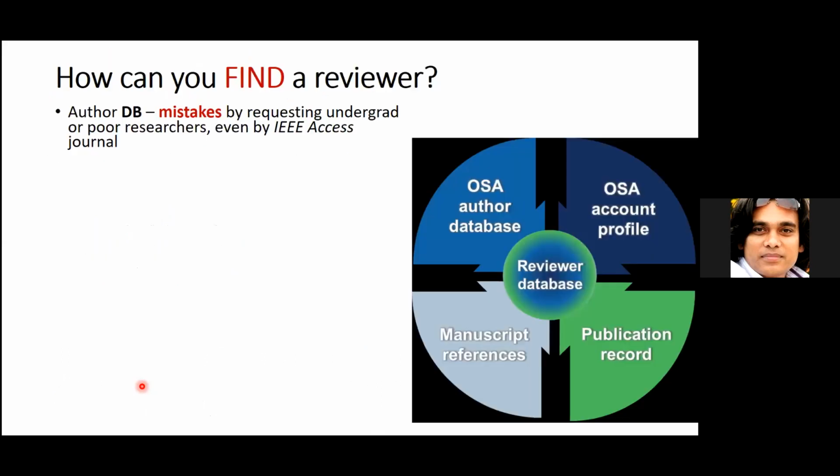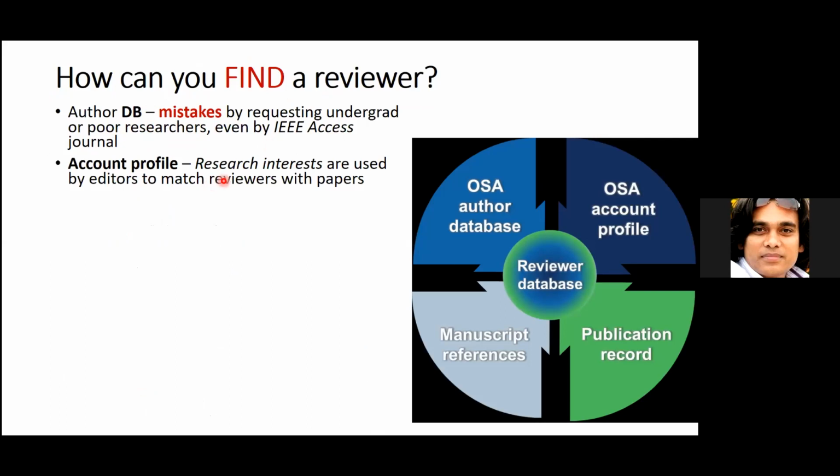Next one is, how can I find a reviewer? This is an important issue. So, the author database, which I mentioned, they make mistakes. Even I found that my undergrad students with me, they have a paper in IEEE Access, and they assigned my students. As I mentioned, this is just a mistake because they don't know.